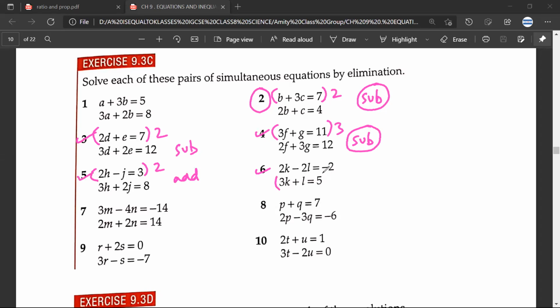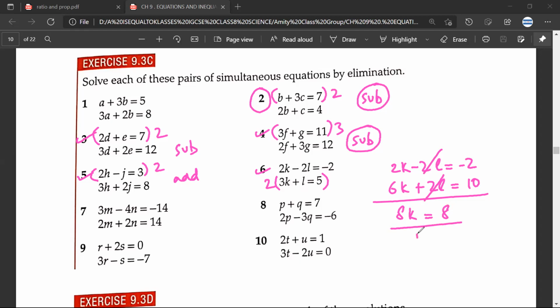Okay. And then here I think we'll subtract. No, why would you subtract? You will add. So 2k minus 2l is minus 2. This would be 6k plus 2l is equal to 10. So the easiest thing is to add these two. Okay. Aryaman, any doubt? No doubt, sir. So this will require a bit of practice.